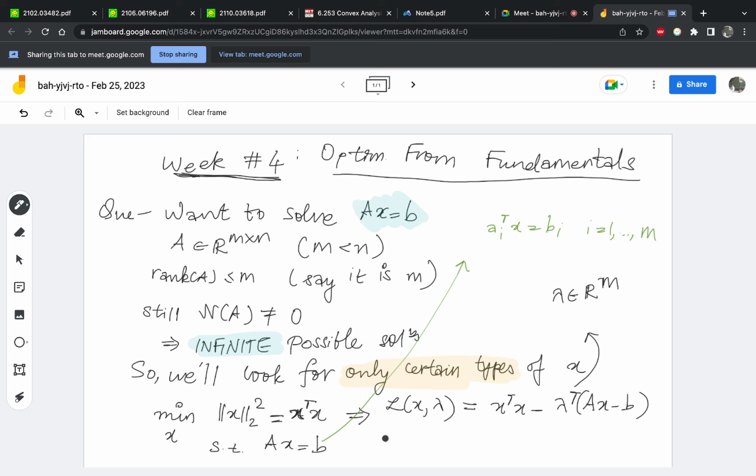So when you apply the first order necessary condition here, which we saw last time, which is that the gradient of this should be 0, what we end up getting is x equals A transpose lambda by 2.